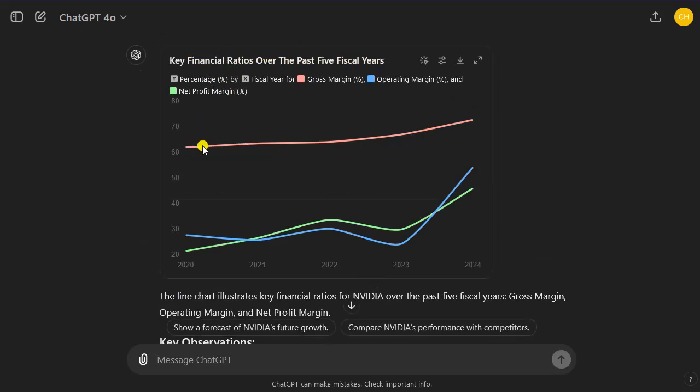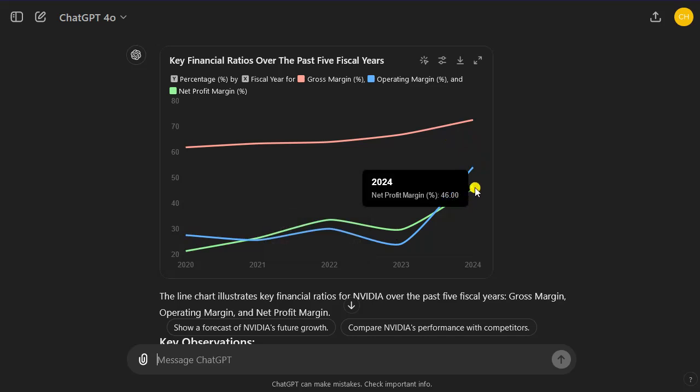We see percentage increase by fiscal year, and the gross margin in red. We have 72% gross margin, which is kind of an insane gross margin, compared to 62 in 2020. So we have had operating leverage, operating efficiency. Operating margin was 27% and has grown to 54%. So they really have a monopoly there, right? So nobody else can compete with NVIDIA. That's why they have such big margins.